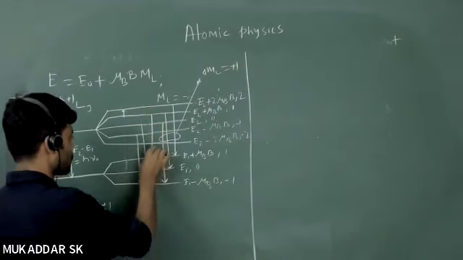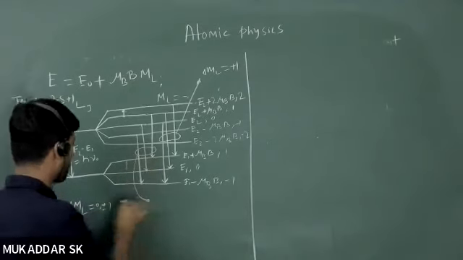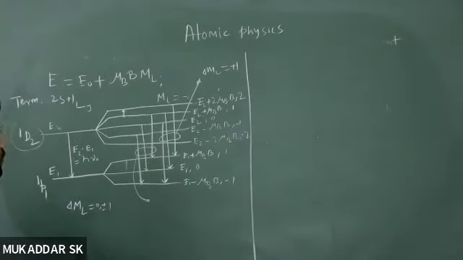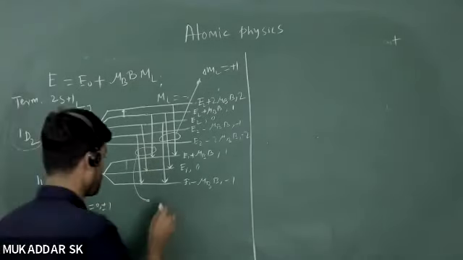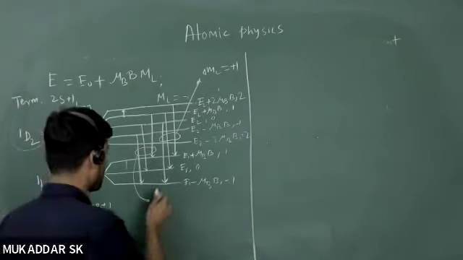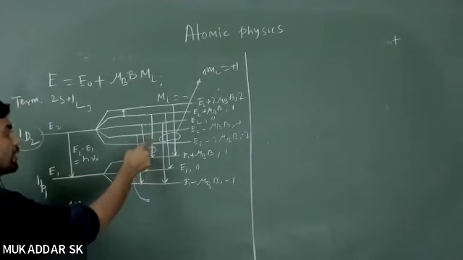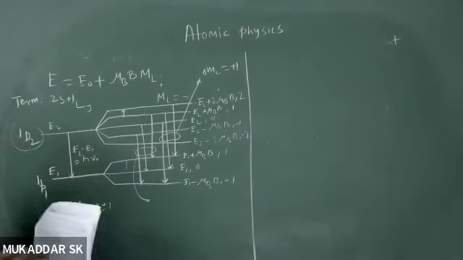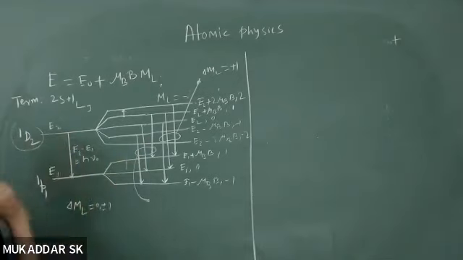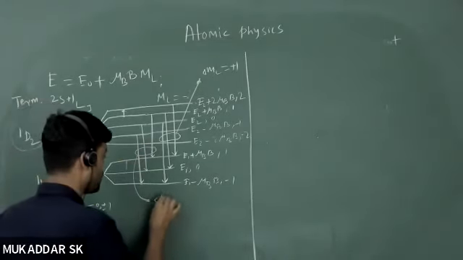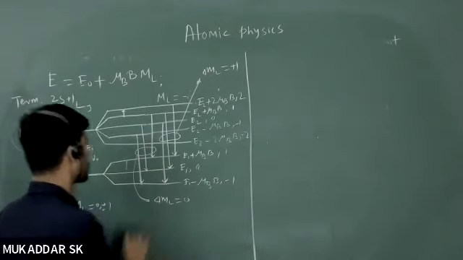Now can you tell me the energy? E naught, right? And all will have the same energy. So delta ml corresponding to 0 will give you 3 transitions, but all will have identical energy. So for this also you will get only one line. So this corresponds to delta ml equal to 0.